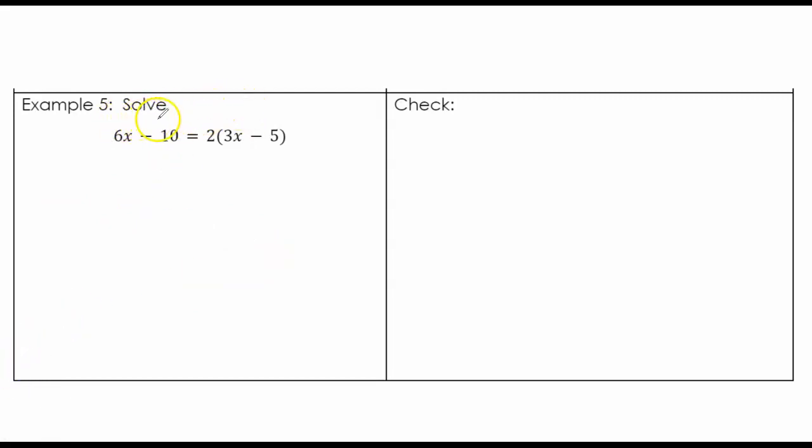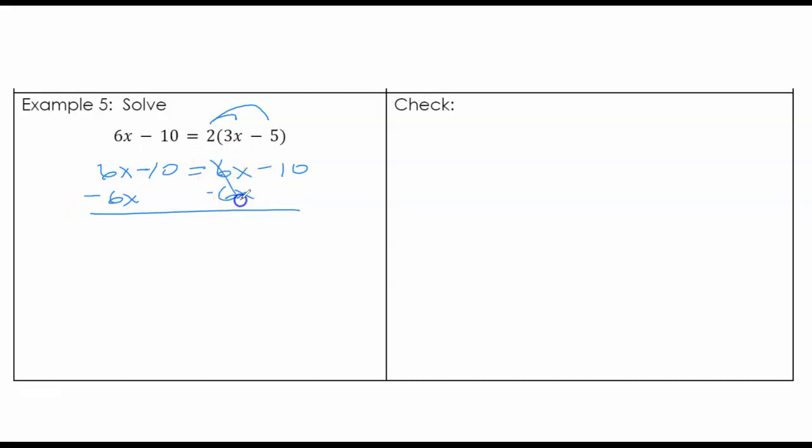All right, so we don't have anything to do on the left. We do need to distribute on the right. So 6x minus 10 equals 2 times 3 is 6x. 2 times negative 5 is negative 10. So we need to get the x's together again. This is a positive 6x. So if we're going to move it over here with its friend, with the other 6x, we need to subtract.